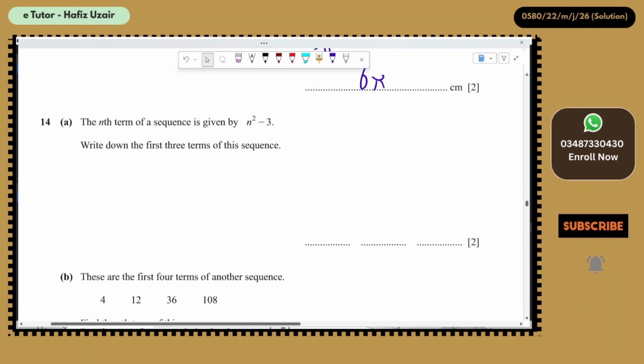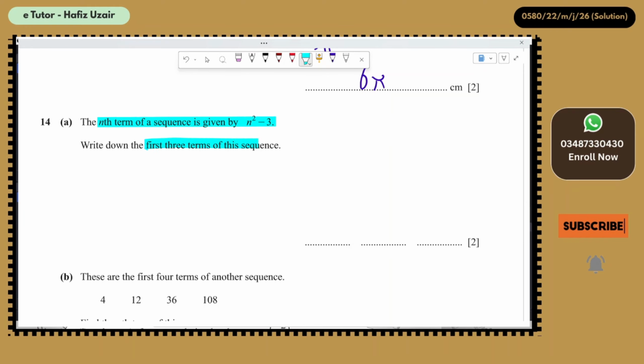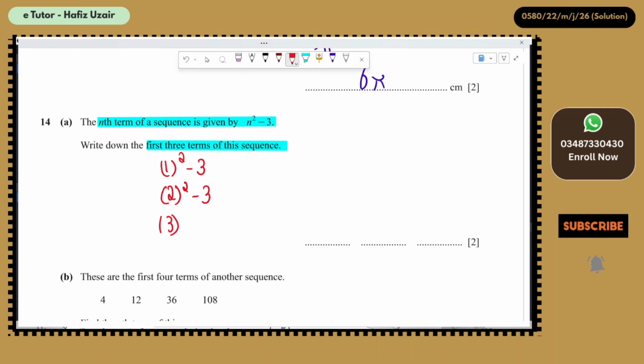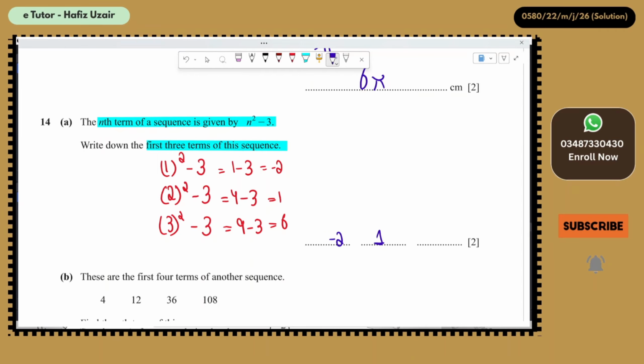Let's move to question number 14a part. You are given the nth term of a sequence, that is n squared minus 3. You need to write the first three terms of the sequence. Let's put 1 squared minus 3 and then 2 squared minus 3 and then 3 squared minus 3. So that is 1 minus 3, 4 minus 3 and then 9 minus 3, and you will get minus 2, 1 and 6. So the answers are minus 2, 1 and 6.